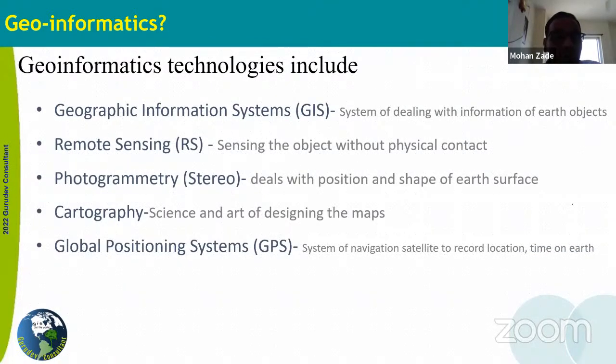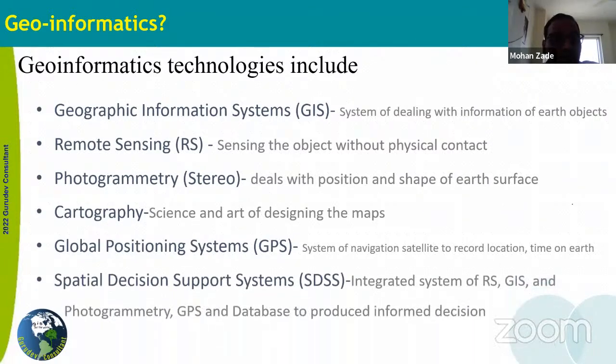The next is global positioning systems, that is GPS. It is a system of navigation satellites, which is about 20,000 kilometers above the Earth's surface, which gives the location and the time of the particular position on the Earth.